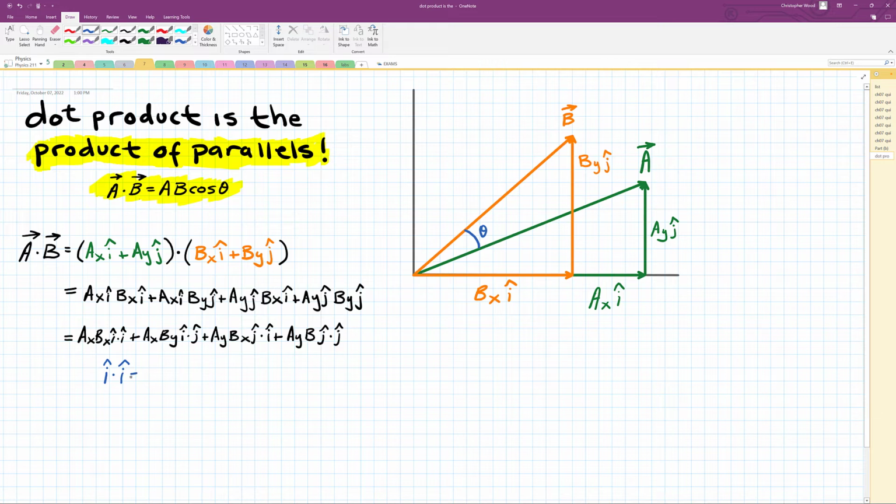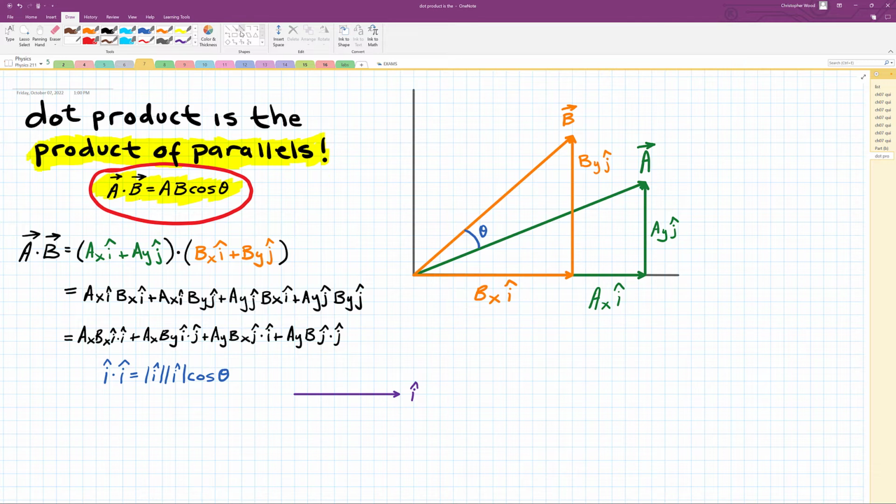The dot product operation is always the same. I'm going to take the magnitude of one of the vectors times the magnitude of another vector times the cosine of the angle between them, just like we always do when we want to find the product of parallels. So now the question is, what's the angle between two i hat vectors? You can think that these two i hat vectors are perfectly parallel. This is going to result in the maximum product possible.